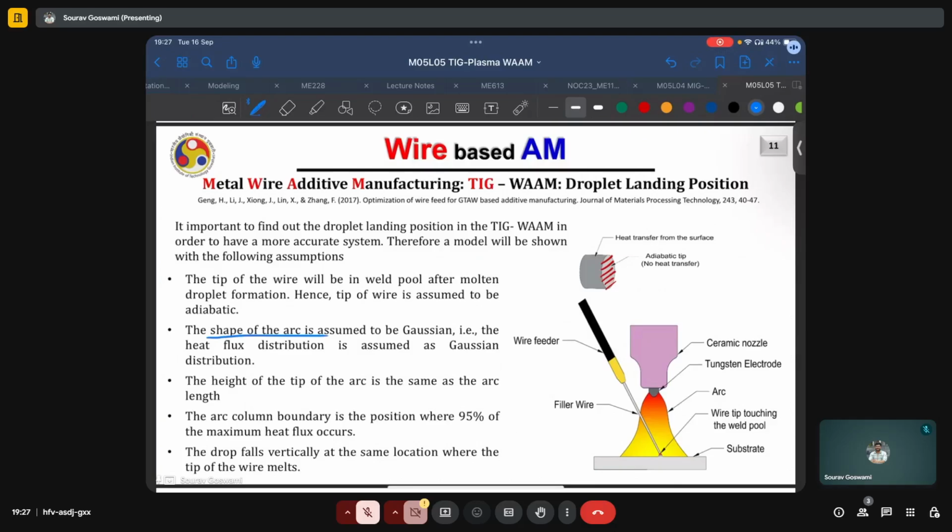The height of the tip of the arc is the same as the arc length. The arc column boundary is the position where 95% of the maximum heat flux occurs, and the drop falls vertically at the same location where the tip of the wire melts. It does not have any further travel, say due to Lorentz forces because of interaction with the electric field or so on.